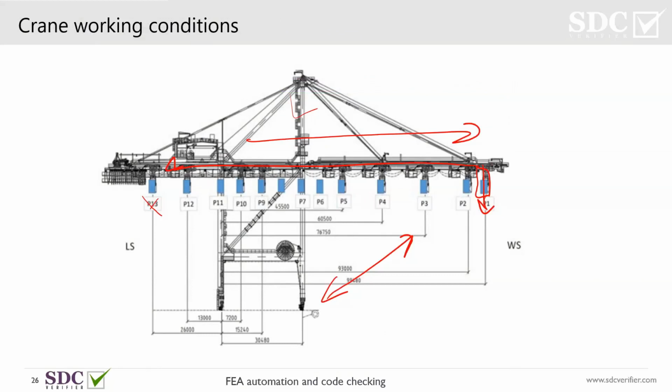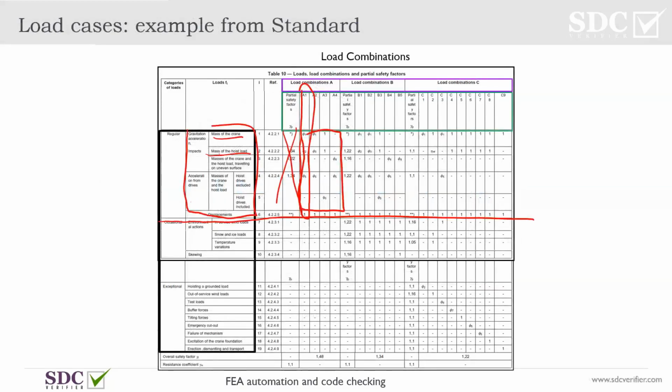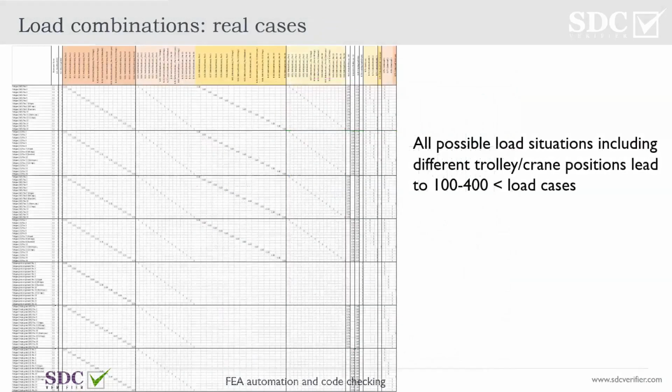So that's one thing. Then the crane moves in two directions as well as the trolley. So you should take into account different signs. And at the end, these simple load cases, load combinations, become pretty extensive. And very often you can end up with more than 100 or 400 different load cases simply to check fatigue. Yeah, so it's regardless of the strength checks.